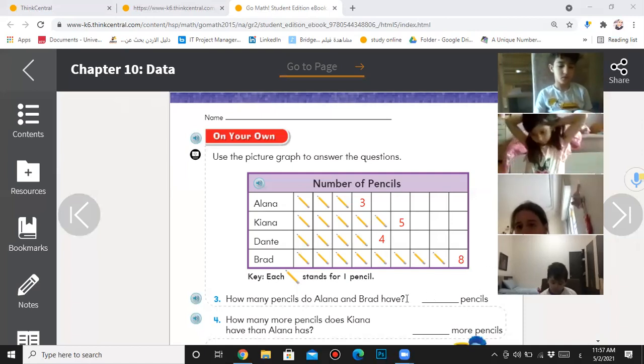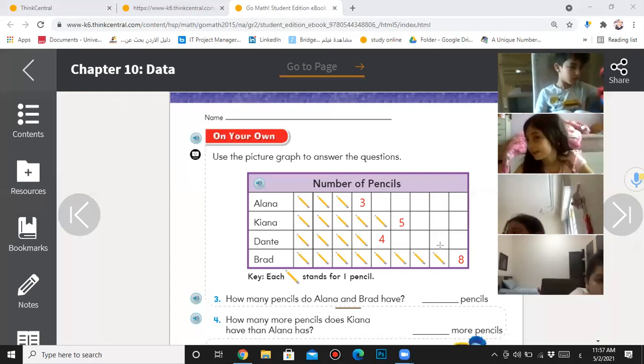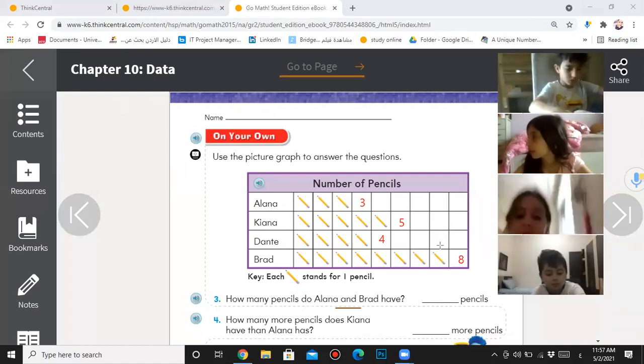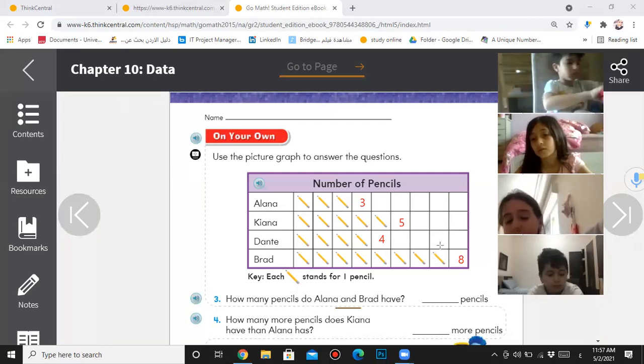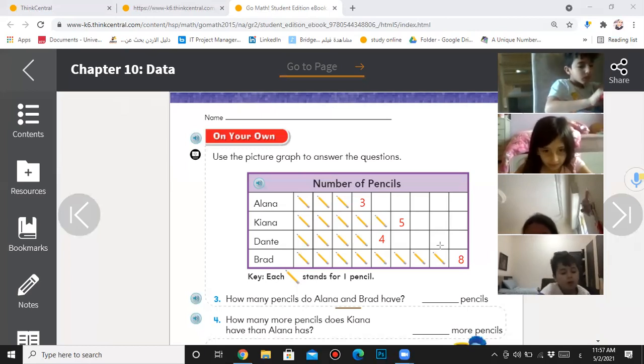How many pencils do Alana and Brad have? What do you think? We're going to do the question: how many pencils do Alana and Brad have? Do we plus or minus? What do you think? And what is the keyword?